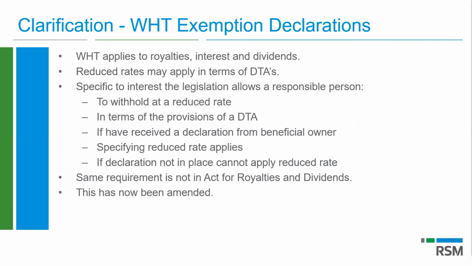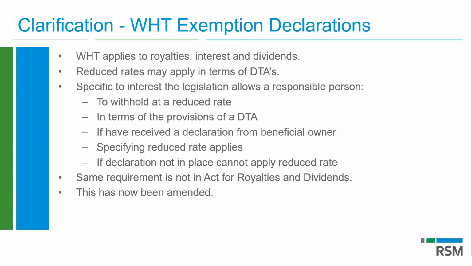Secondly, just in terms of a clarification, and this is on administrative issues, where you have withholding taxes, you are supposed to put in place what are referred to as exemption declarations. So withholding taxes apply to royalties, interest, and dividends. Reduced rates may apply in terms of the double taxation agreements in terms of these types of revenue streams.